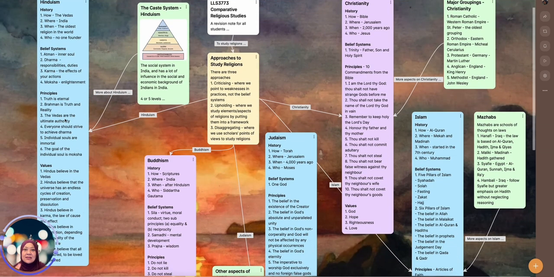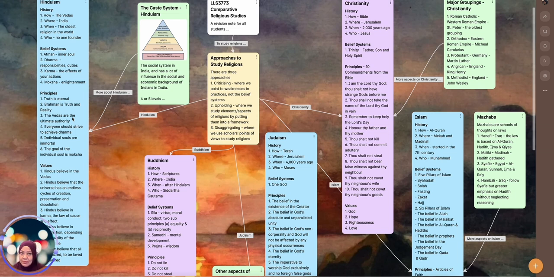So there are 6 principles, or there are 6 modern practices for Hindus today. First, truth is always eternal. Second, Brahman is truth and reality. Third, the Vedas are the ultimate authority. And this is actually very, very important, simply because the Vedas, basically all sacred books, all holy books, they are the guide to all believers.